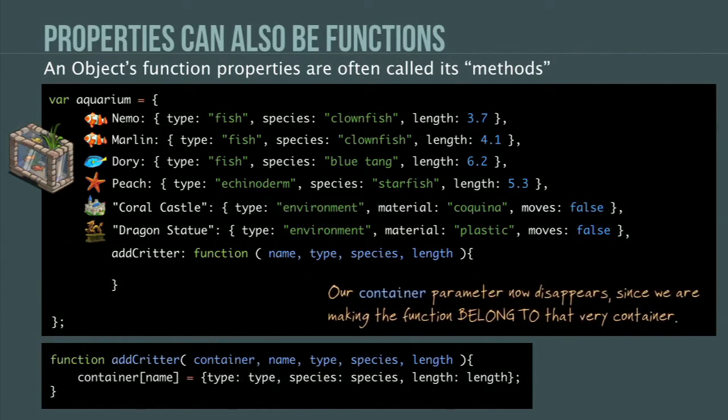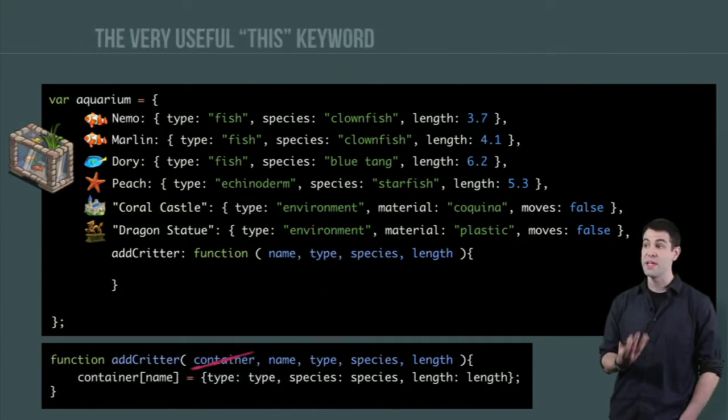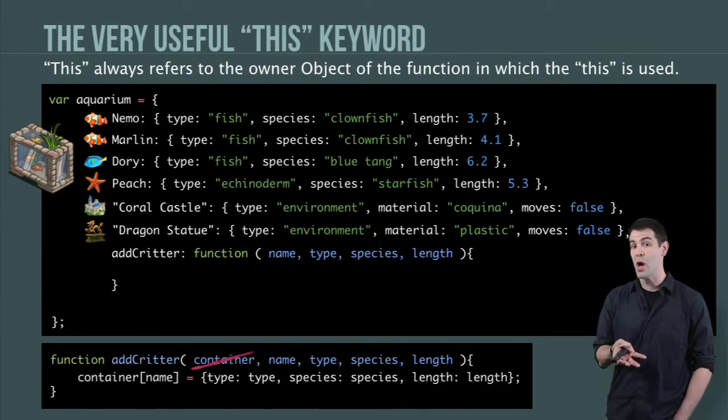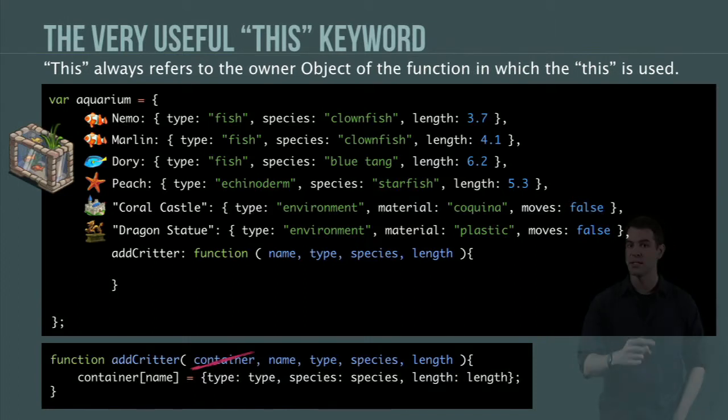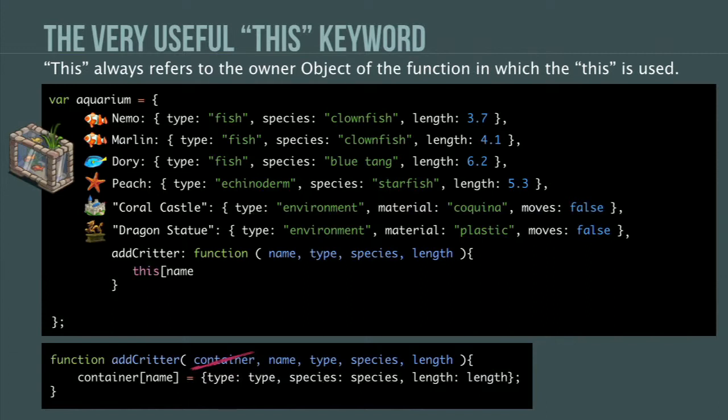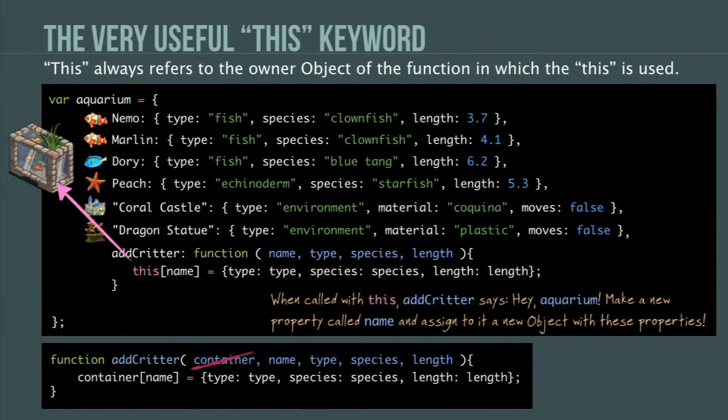Now, something to really pay attention to here is that our container parameter has disappeared. And that's because we're making the function belong to that very container. We're going to use some special syntax now that refers to the aquarium object. Now, the this keyword will always refer to the owner object of the function in which the this is used. So in this case, when called, add critter will say, hey aquarium, that's what the this does. Make a new property with this name, that's the one in the bracket, and then assign to it an object with these particular properties.